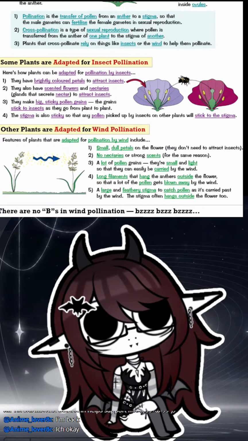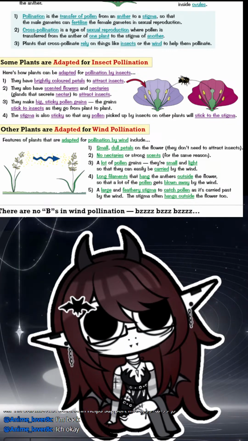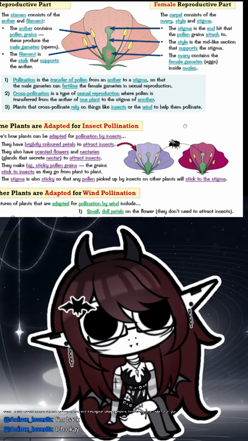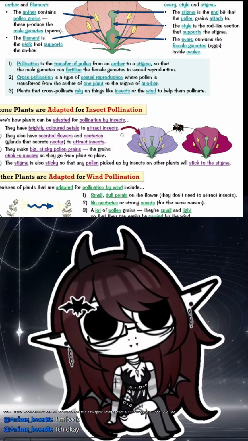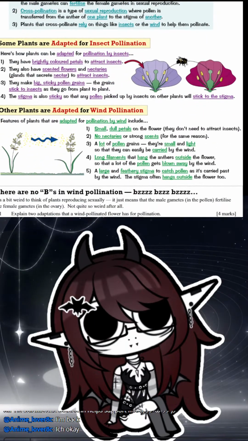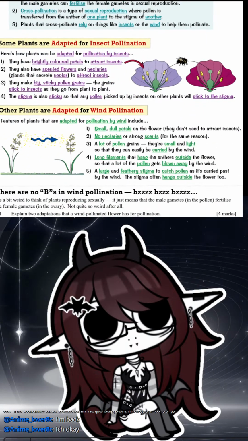The stigma is also sticky so that any pollen picked up by insects on other plants will stick to the stigma. So, all the pollen grains from the anthers stick to the bee, and then when the bee flies to the middle of the plant, the pollen grains fall off, and this is what fertilizes the plant. Now, let's go on to plants that are adapted for wind.